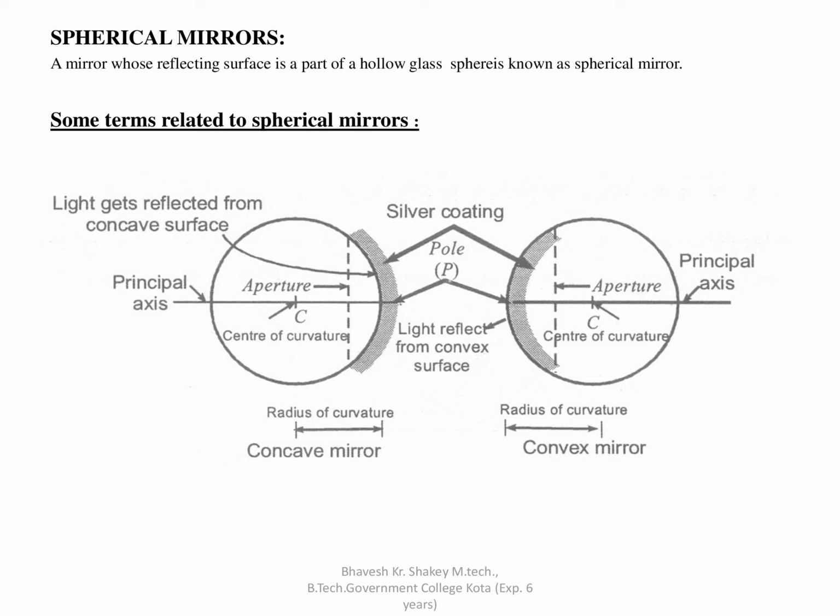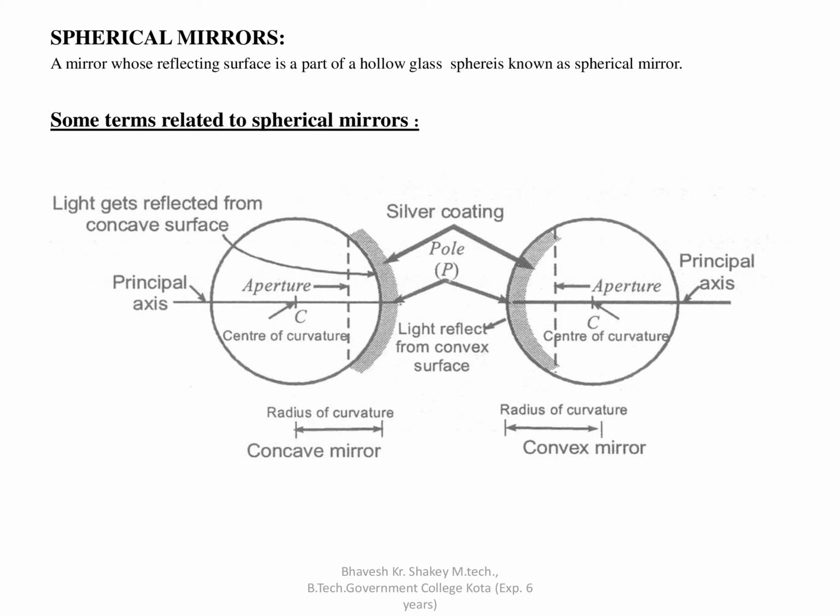So the first term is the pole. The central point of a mirror is called its pole. As you see, this is the hollow glass sphere, and we are forming a mirror from a part of that hollow sphere surface. The middle point, the center point of that surface from which we are forming a mirror, is called its pole, and we denote the pole by P, as you can see in the diagram.